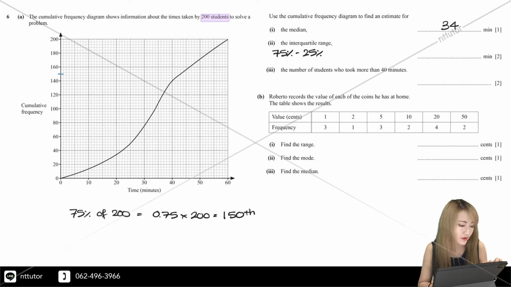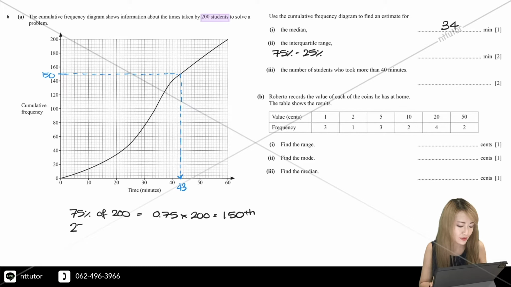So we go to 150 on the cumulative frequency on the y-axis over here and do the same thing just like the median. So we draw a straight line across and it touches the graph right here and it corresponds to 43 minutes. So the 75th percentile is 43 minutes. And then we do the same for the 25th percentile.